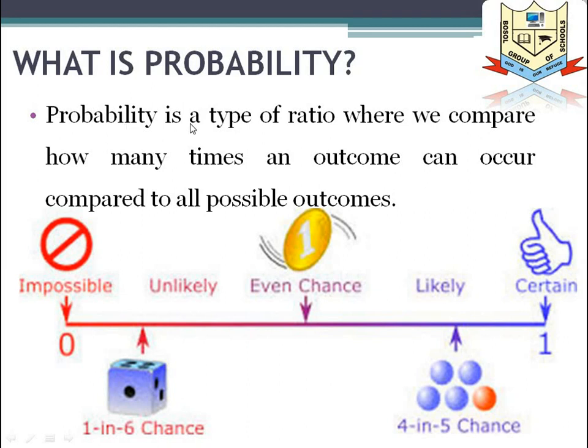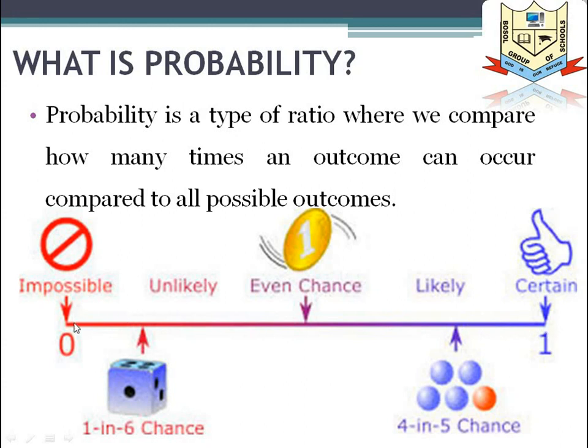Probability in mathematics is a type of ratio where we compare how many times an outcome can occur compared to all possible outcomes. When we come to probability, we are looking at possibilities. We're looking at chances. We're looking at how possible it is for an event to occur among various sets of events occurring. Now in this diagram, you are seeing the probability line, from 0 up to 1. This tells us that probability ranges from 0 to 1.